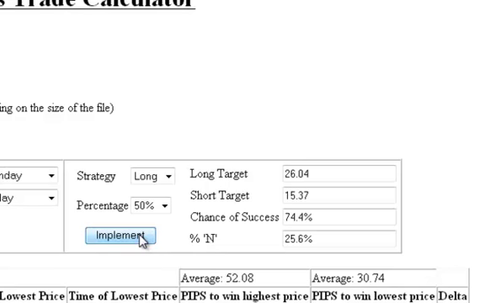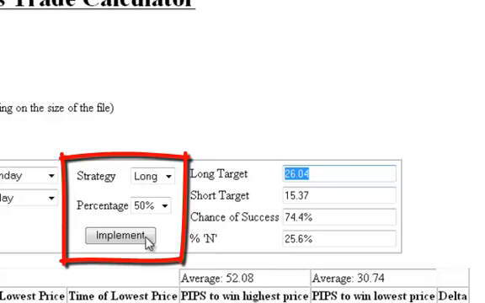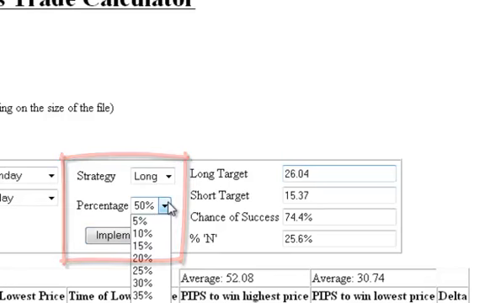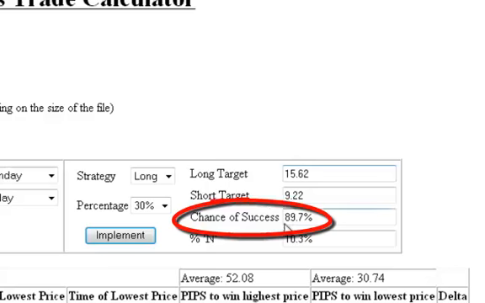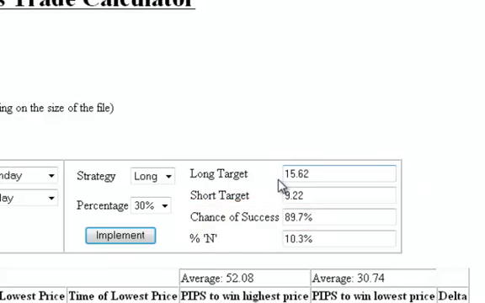We'll just hit the implement button here. If we wanted to just go with that, it gives us a 74% chance of being successful with that trade, giving us a 26 pip target. I like to shoot for something between 80 and 90%, so instead of taking 50% of that average, let's see what 30% would do. 30% takes us almost to 90. That's a great trade number, and we could go in and see if that would have happened today. I haven't gone back and taken a look at this.